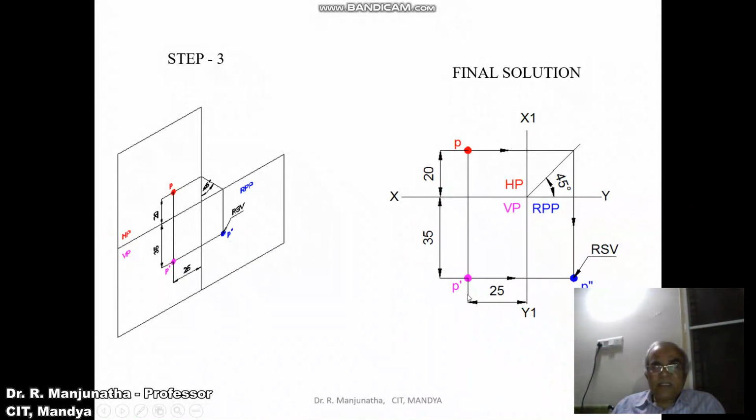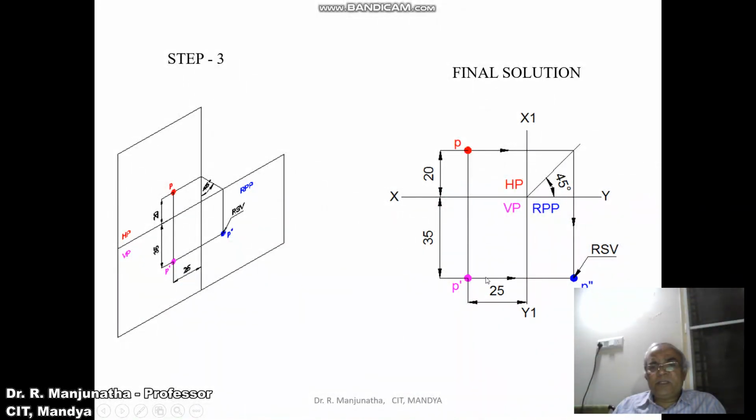Then the distance behind VP can be seen in HP. Behind VP means HP, above the XY line. From the XY line you measure the distance of 20 mm and mark that point, which is going to be small p. Then the distance below HP can always be seen in the vertical plane, which is the front view. So from here you measure the distance of 35 mm and you mark this point, which is going to be P dash.